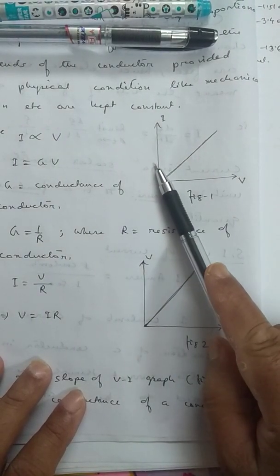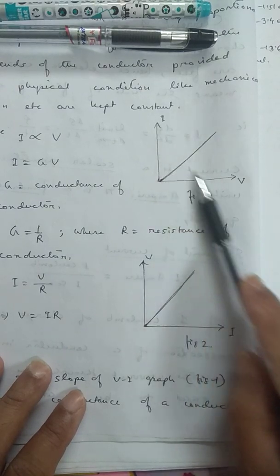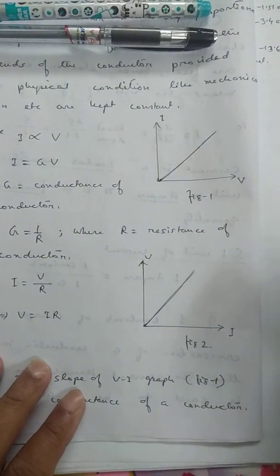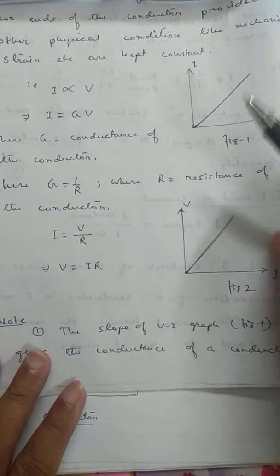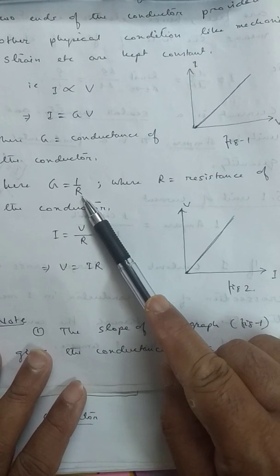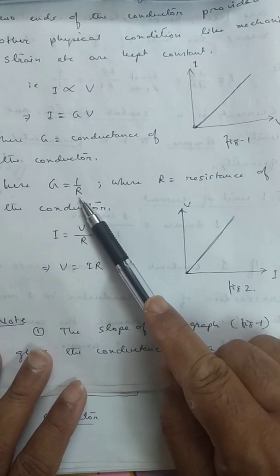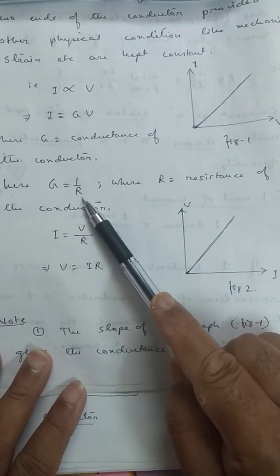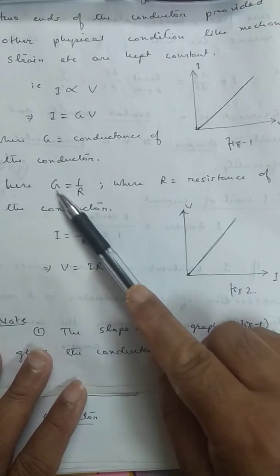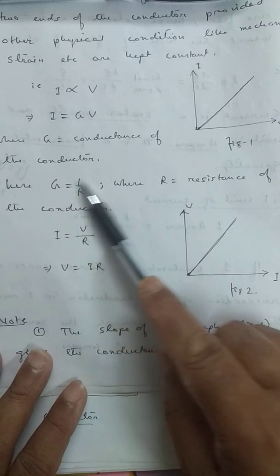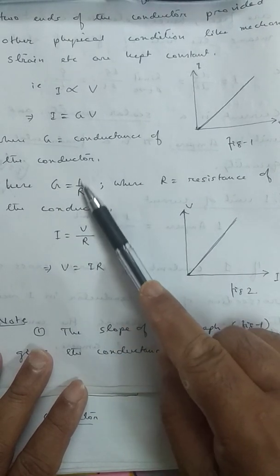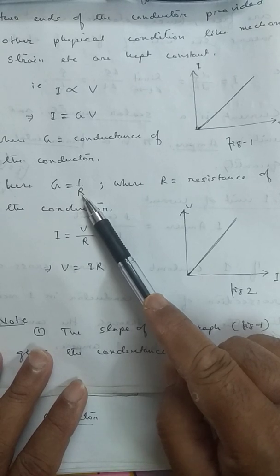So if I draw a graph between I versus V, then it is a straight line, provided a very low current flows through it. But normally we know about the resistance of the conductor, not about the conductance. So what is the relation between them? Conductance is the reciprocal of resistance.